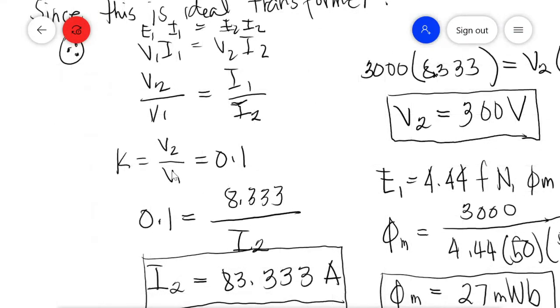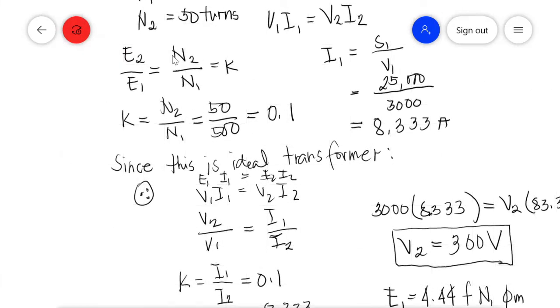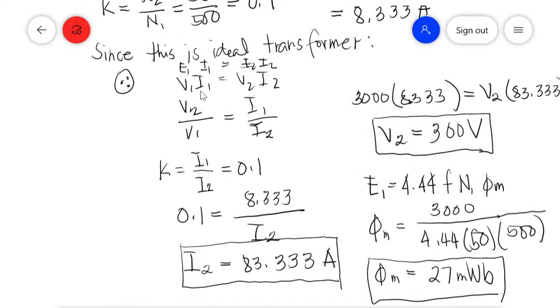So we can solve now your I2. K is equal to I1 over I2, which is equal to 0.1. Since E1 and E2 are equal to V1 and V2, and the apparent power in the primary is equal to the apparent power in the secondary in an ideal transformer, don't be confused. V2 over V1 is equal to I1 over I2. So K is equal to I1 over I2, equal to 0.1. We can solve your I2. So I2 is equal to 83.333 amperes.